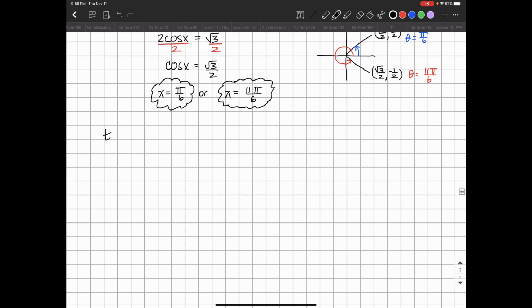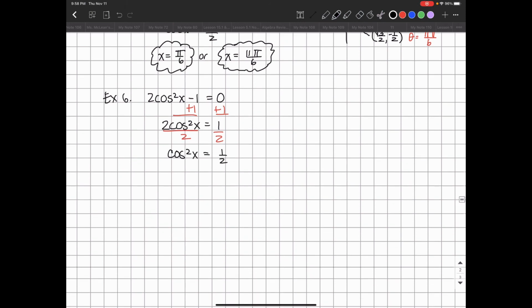Example 6. So for example 6, I have 2 cosine squared of x minus 1 is equal to 0. I am going to add 1 on both sides here to start. I will get 2 cosine squared of x is equal to 1. I'm going to divide both sides by 2. I'm going to get cosine squared of x is equal to 1/2.